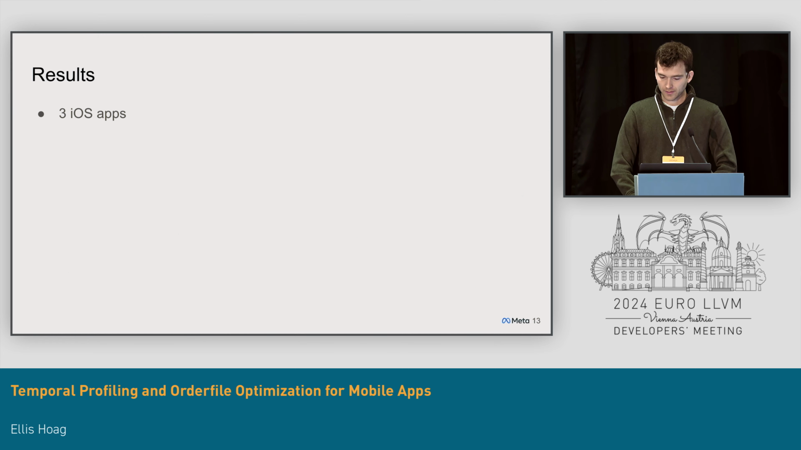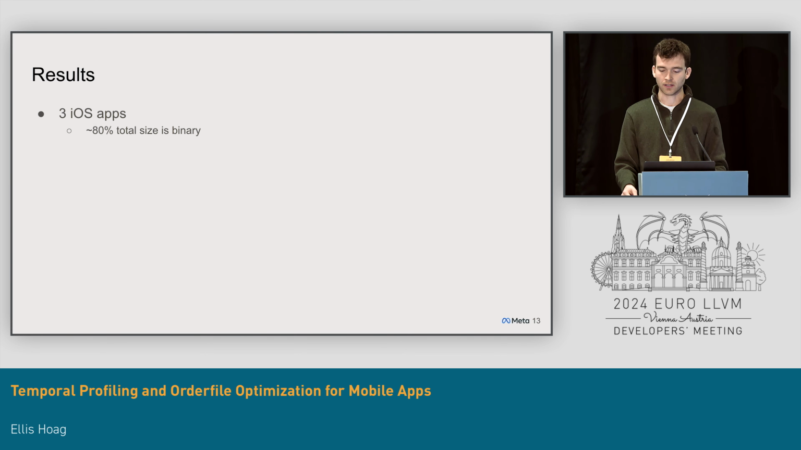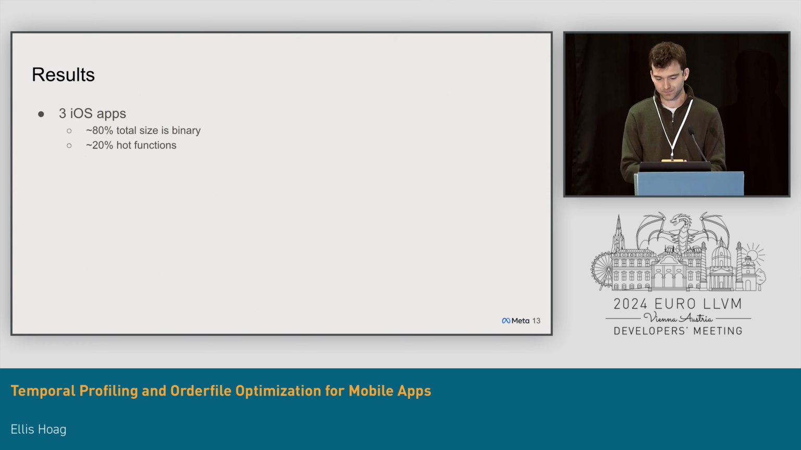And for the results, we ran tests on 3 iOS apps. I won't be going into details about these apps, but I will say that about 80% of the total app size is binaries, and about 20% of the functions in our profiles that we collected are hot. So 20% of the binary is hot.